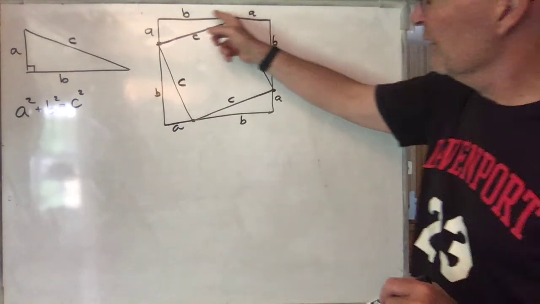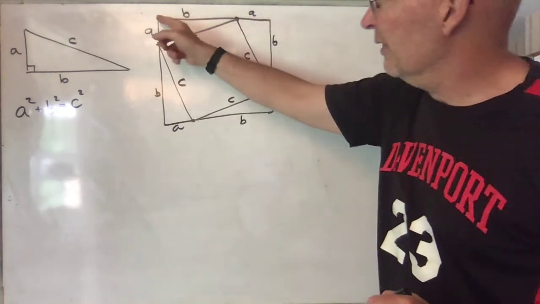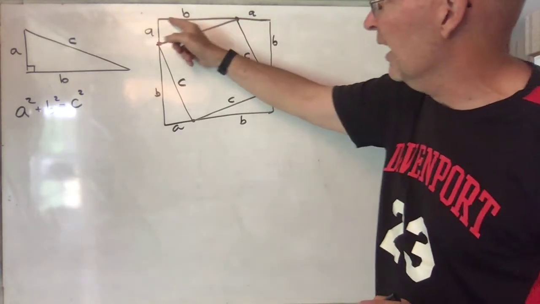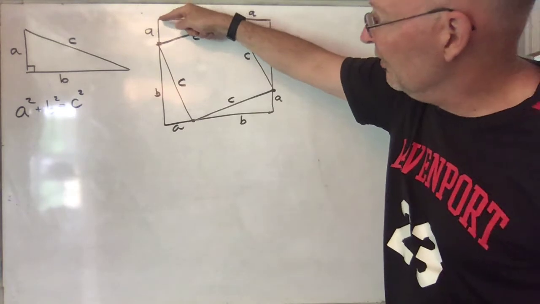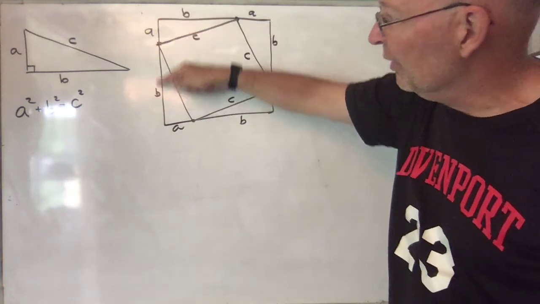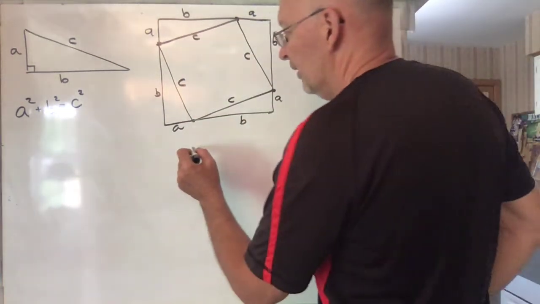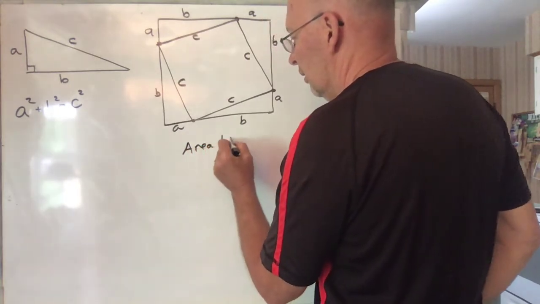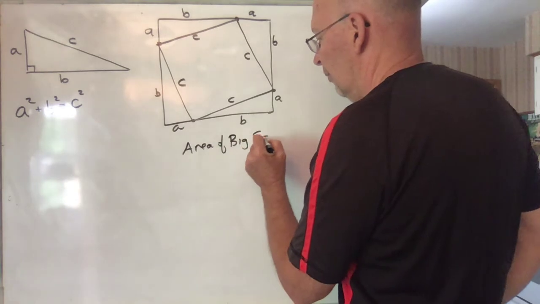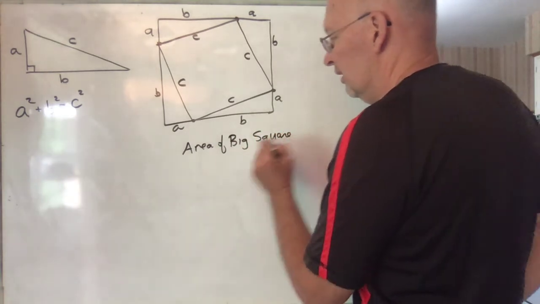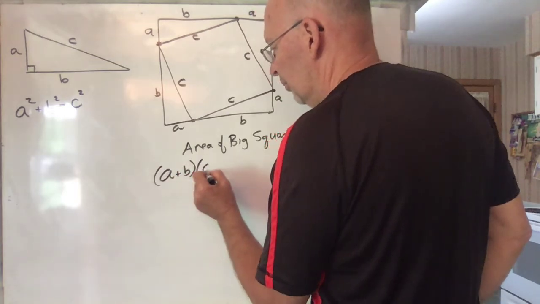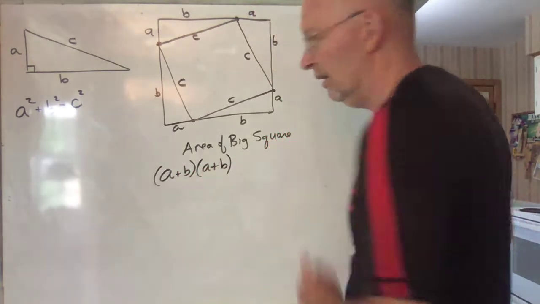So here I have a square. This length is what? The length of this plus this would be what? A plus B. And this length right here would be A plus B. So the area of the big square is A plus B times A plus B. Agreed? That's the area.